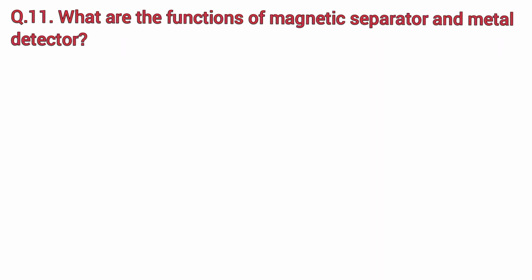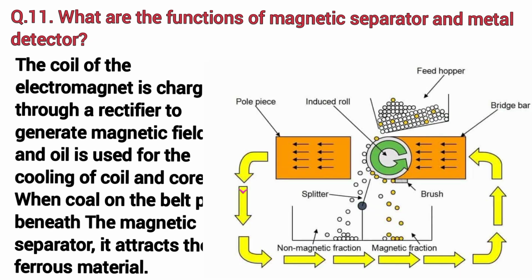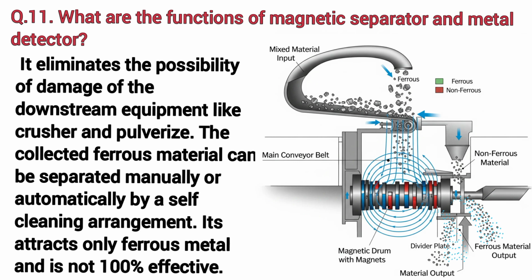What are the functions of magnetic separator and metal detector? The coil of the electromagnet is charged through a rectifier to generate magnetic field, and oil is used for the cooling of coil and core. When coal on the belt passes beneath the magnetic separator, it attracts the ferrous material. It eliminates the possibility of damage of the downstream equipment like crusher and pulverizer.